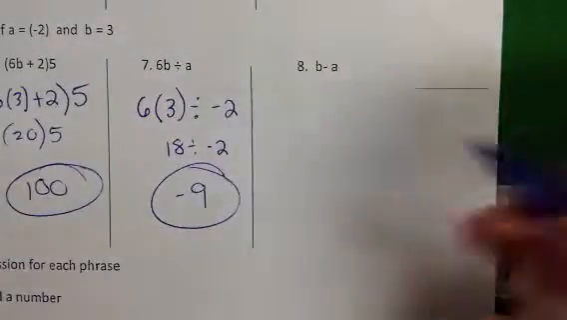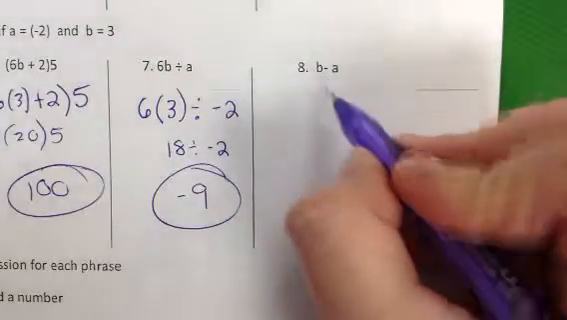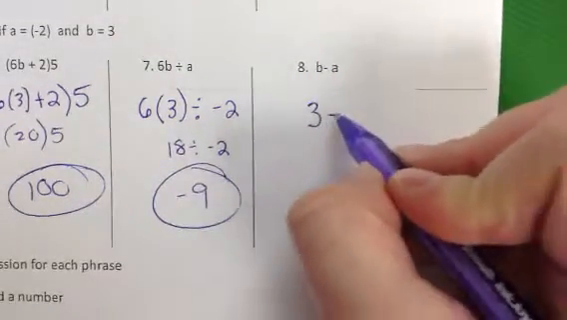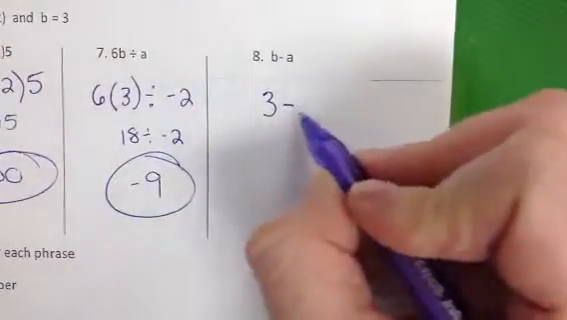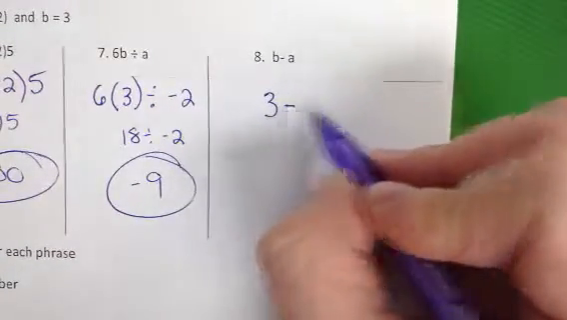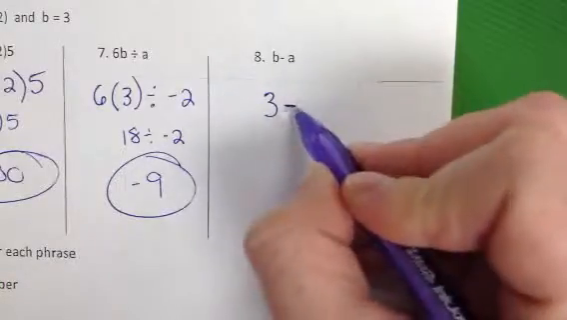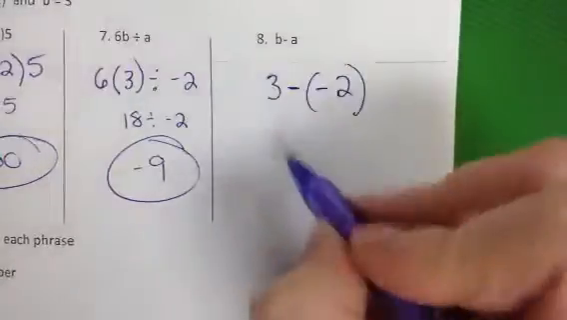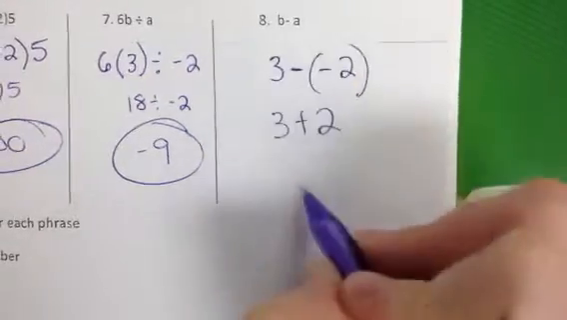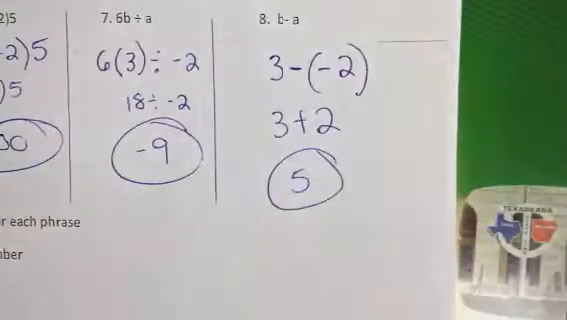On number 8, it says to take the value of B, so that's 3, minus A. A is a negative 2. Now I haven't written down the negative part yet, so even though there's a minus down here, I have to write negative 2. That is the same thing as 3 plus 2, which is 5.